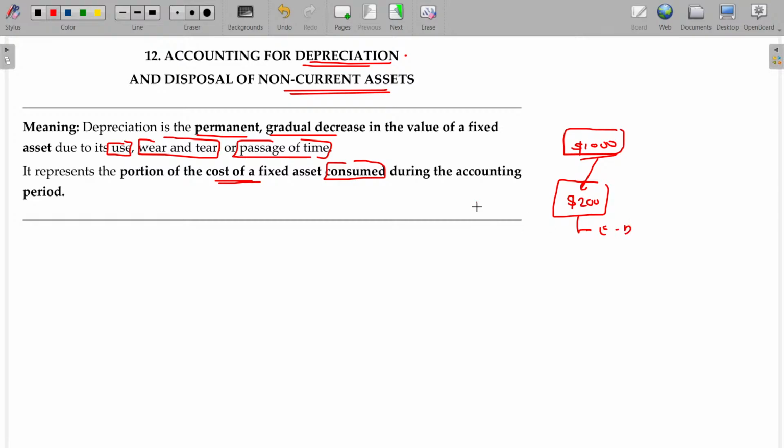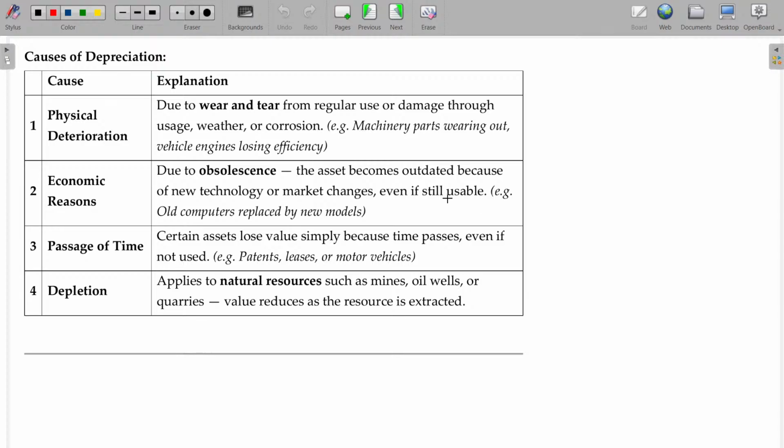During the accounting period, we have to identify that. The causes of depreciation: first, physical wear and tear, deterioration like machinery parts wearing out and vehicle engines losing efficiency. All these are good examples of physical deterioration.